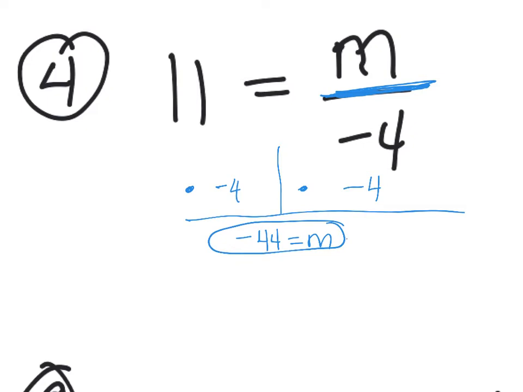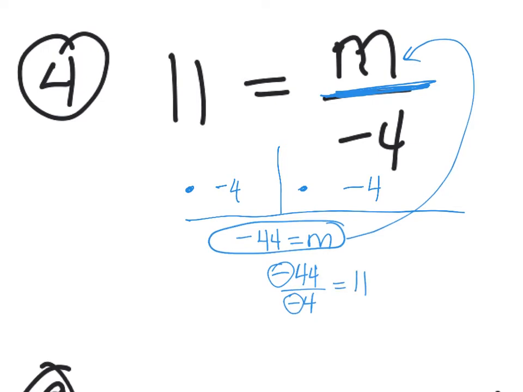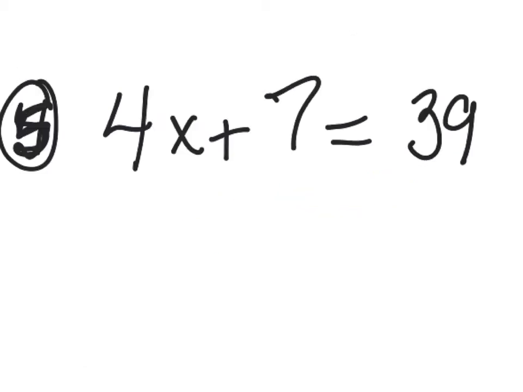I'm going to check it by plugging it right back in there for m. Negative 44 divided by negative 4. Negative divided by negative is a? 44 divided by 4? 11. All right, looks like you guys have a lot of good answers.